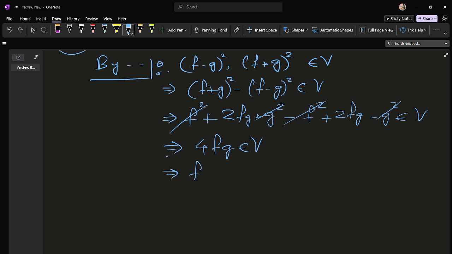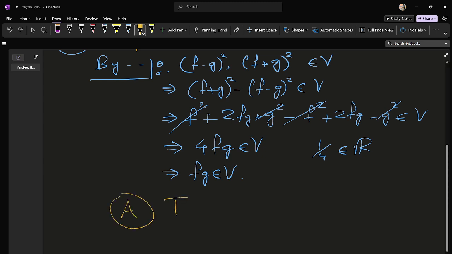That means we got this. As we know that 1 by 4 belongs to R, and V is a vector space over R, so 1 by 4 into 4fg will belong to V, so fg will belong to V. So option A is correct. I am going to write it in the golden color. Option A is true.